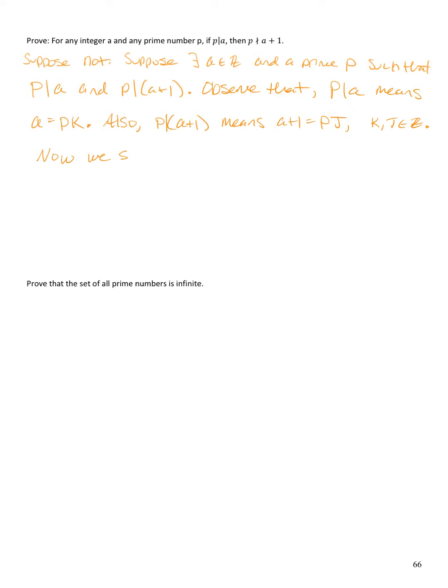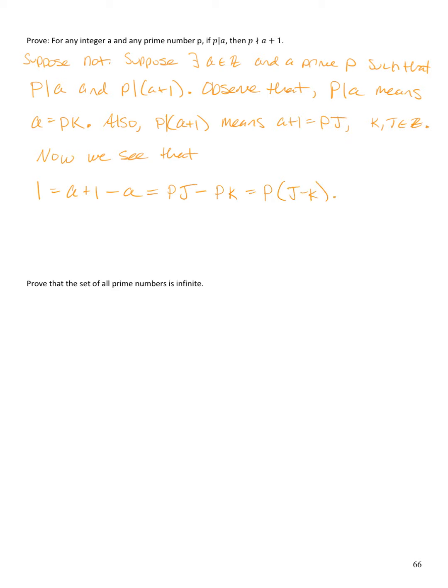Now we see that 1, which can be rewritten as a plus 1 minus a, which feels like a silly way to write 1, but a plus 1 and a are values that we're dealing with here. So a plus 1 minus a would give me 1, and a plus 1 is p times j, and a is p times k, and I can factor out a p, and I get j minus k.